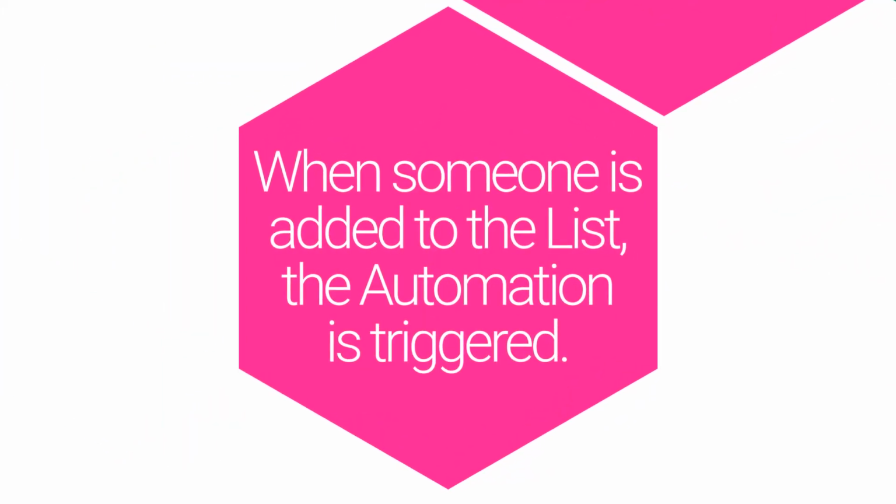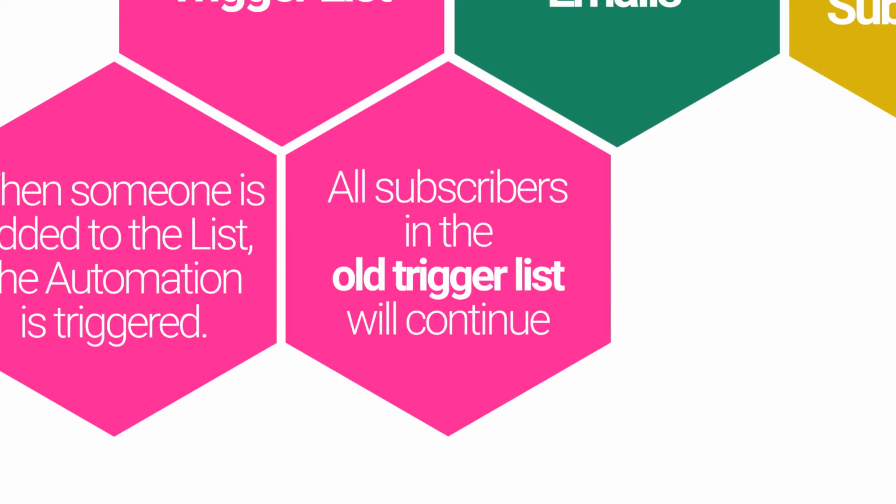So, what would happen if you change the trigger list? A list is used as a trigger to run an automation. When someone is added to the trigger list, subscribers go through the automation. When this trigger list is changed, two things happen.